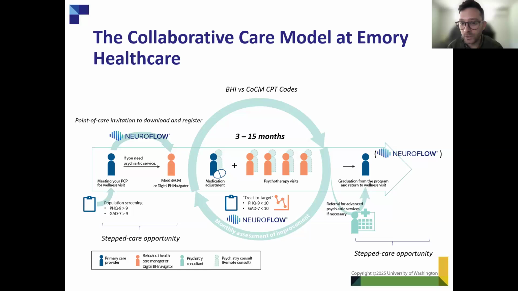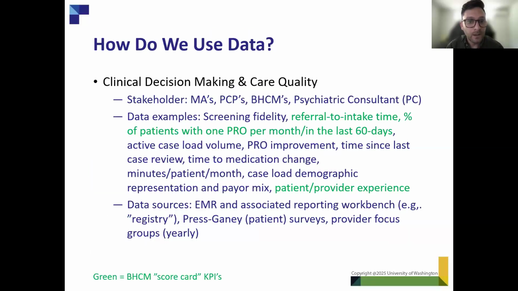And just a quick call out, we can also use NeuroFlow as a step down opportunity. So patients can continue to use the application as part of their relapse prevention plan. And if there's a notable rising risk, for example, the ecosystem will let us know that a patient is getting worse and that we might need to bring a patient either back into collaborative care or send them on to specialty services. Next slide. And so how do we use data within our Emory Healthcare Integrated Behavioral Health Program?